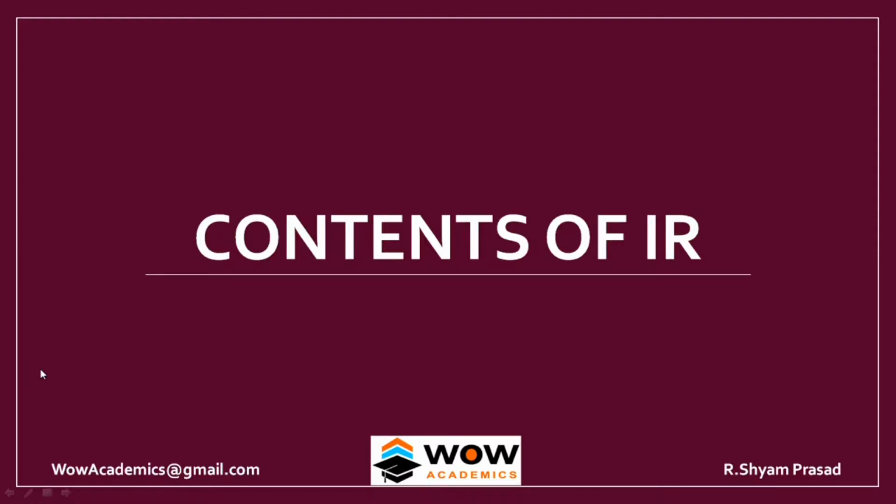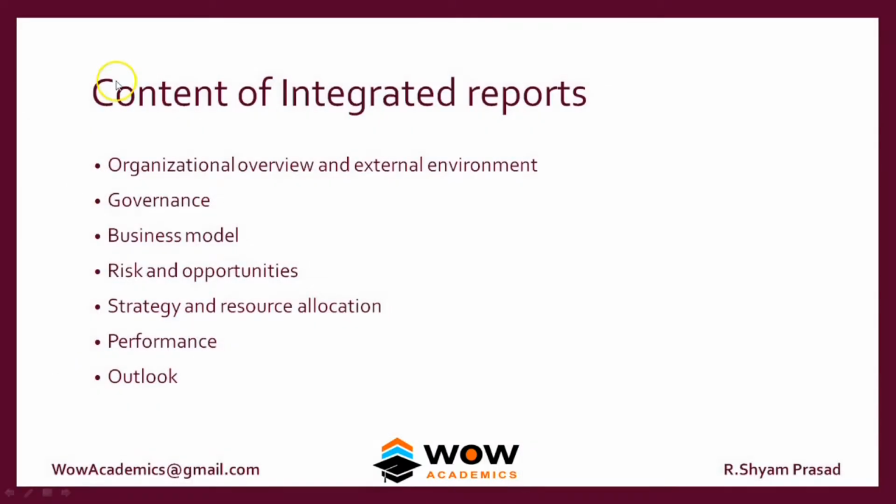So when you see an integrated annual report, you will see that these contents are applied in most of the integrated annual reports. We might see these sections in an integrated annual report: organizational overview, governance, business model, risk and opportunities, strategy and resource allocation, performance, and outlook. So these are the areas.